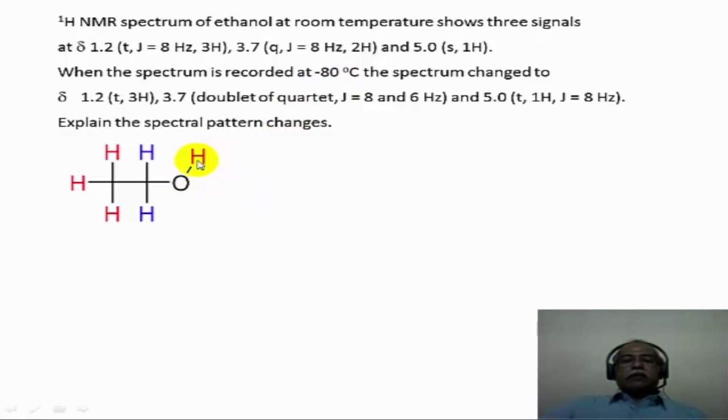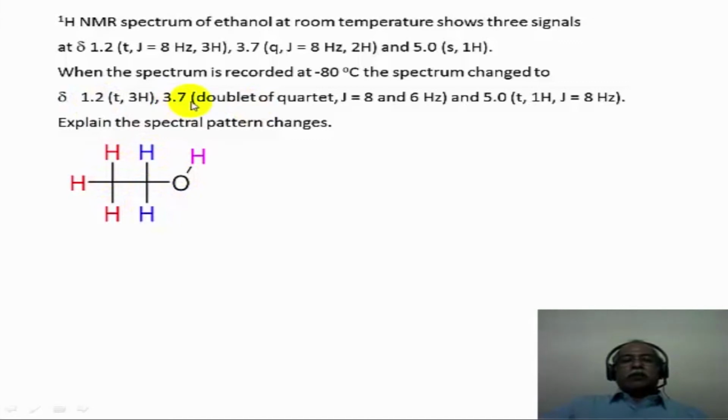In other words, the magenta hydrogen spends more time on this particular oxygen rather than hopping from one oxygen to another oxygen of another molecule and so on. Since the residence time is much larger at low temperature for the magenta hydrogen to stay on the oxygen, these two methylene hydrogens essentially see the presence of this particular hydrogen. Hence, they undergo splitting by the magenta hydrogen also. So, what is the multiplet that is seen? The 1.2 is still a triplet because of the adjacent two hydrogens.